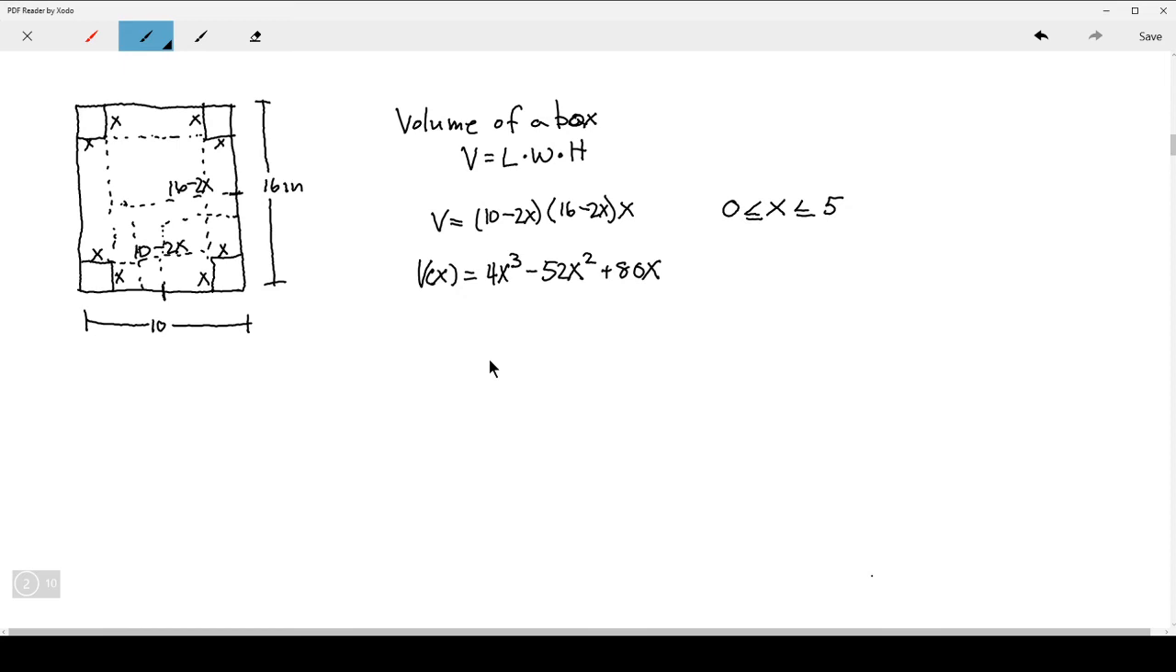And I need to take the derivative of this. So V prime. I hope I did that right. 26. 13 and 13 is 26. And then 26 times 2 is 52. That's right. You'll see when you look in the book what the calculations I just did in my head are. So I'm going to take the derivative of this. That's going to be 12x squared minus 2 times 52, which is 104, and then that's going to be 80.